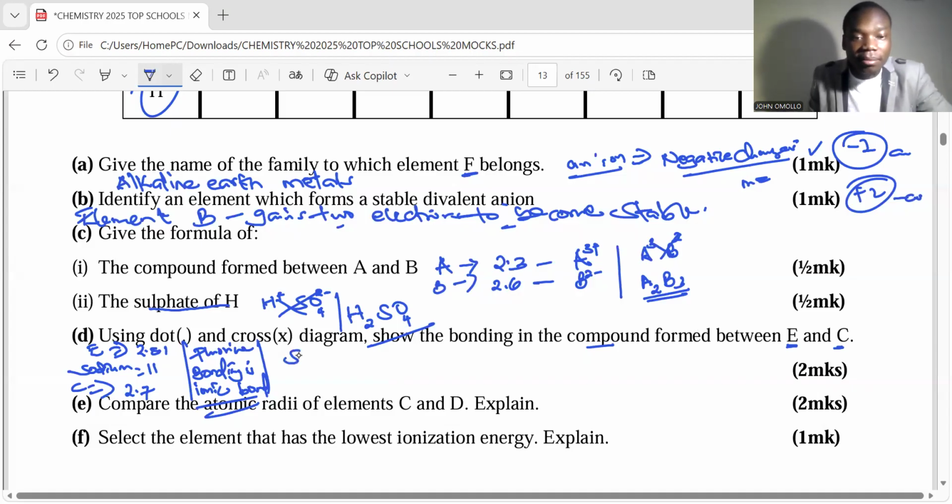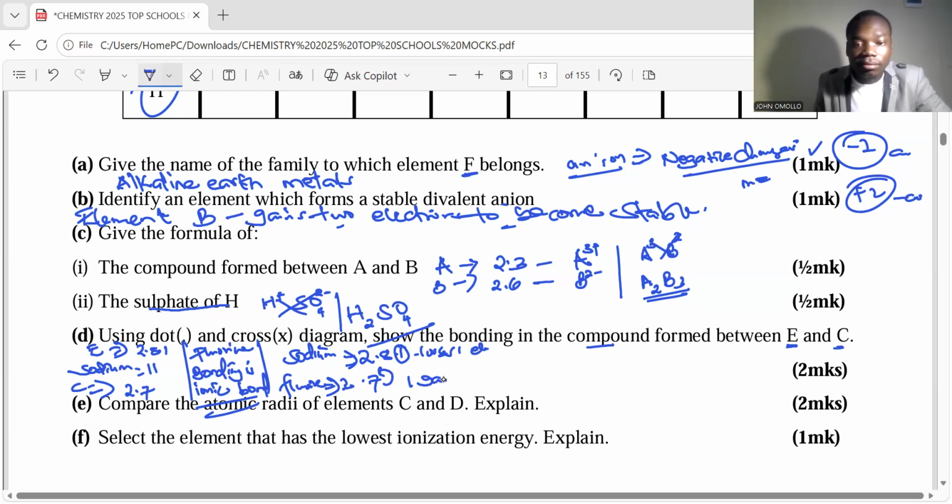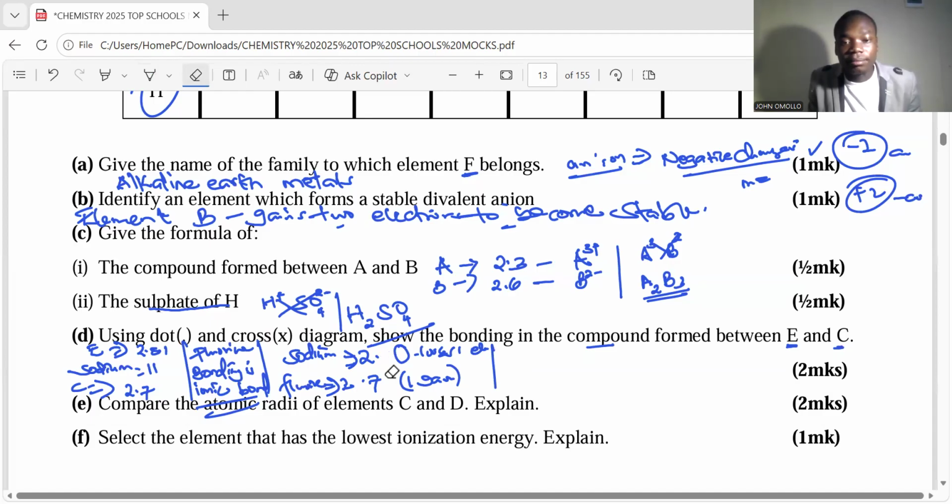Remember, sodium has an electron configuration of 2, 8, 1. So it is going to lose this 1 electron. And then fluorine is 2, 7. Fluorine is going to gain 1 electron. Are you seeing that? So that is the kind of bond that we are going to form. So let's dive into the bonding.